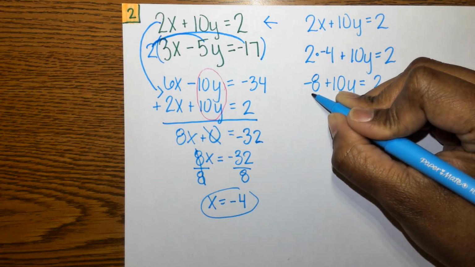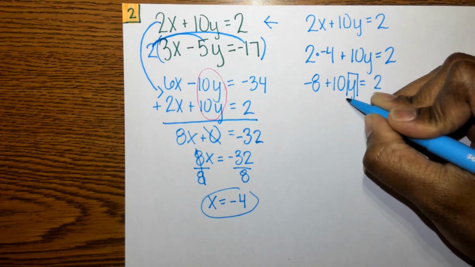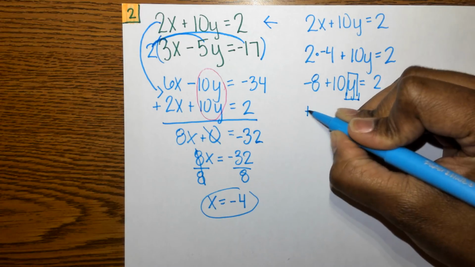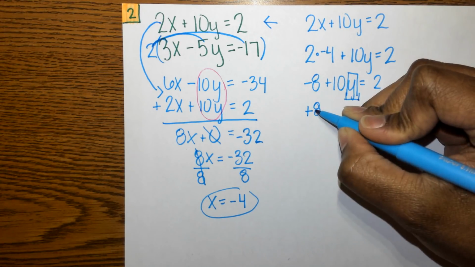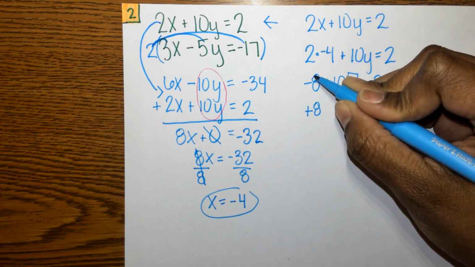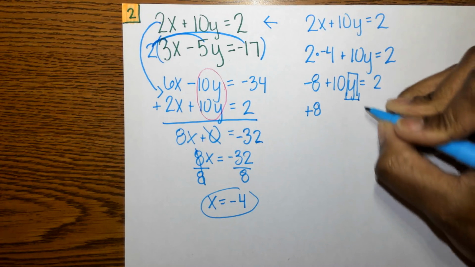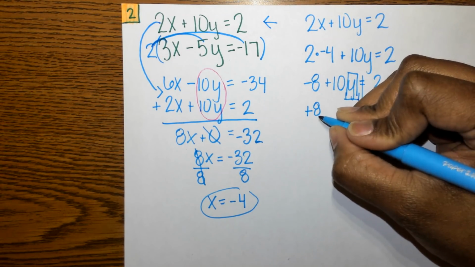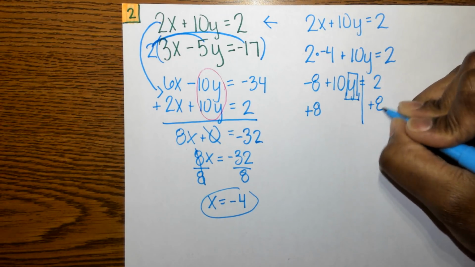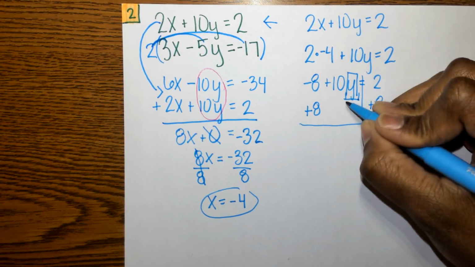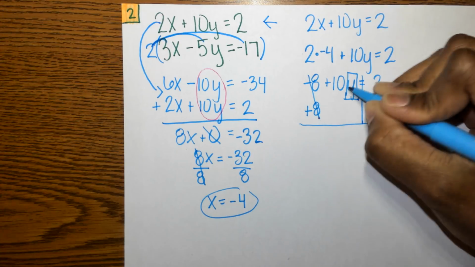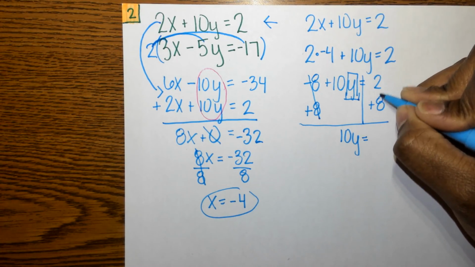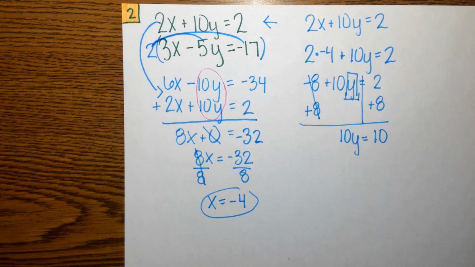Now I want to get this 8 to go away because I'm trying to get my y by itself. So to do that, I need to get rid of this 8. So I'm going to add 8 because I have negative 8. So to cancel it out, I do the opposite. When I do plus 8 on the left side, I need to do plus 8 on the right side. So what I end up with, these cancel, and I have 10y equals 2 plus 8 is 10.